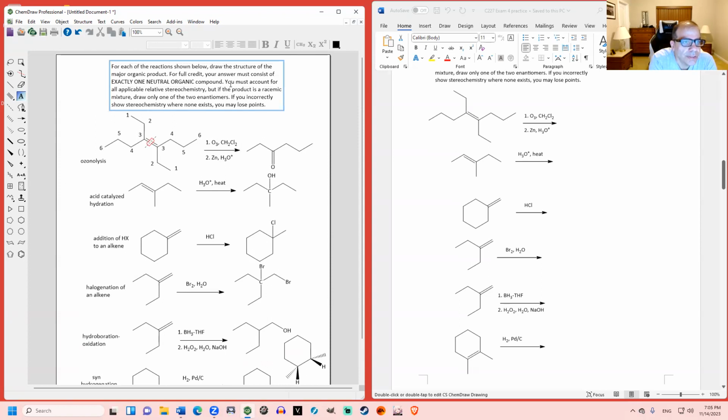So notice it says you must account for all applicable relative stereochemistry. But if the product is a racemic mixture, draw only one of the two enantiomers. If you incorrectly show stereochemistry where none exists, you may lose points.